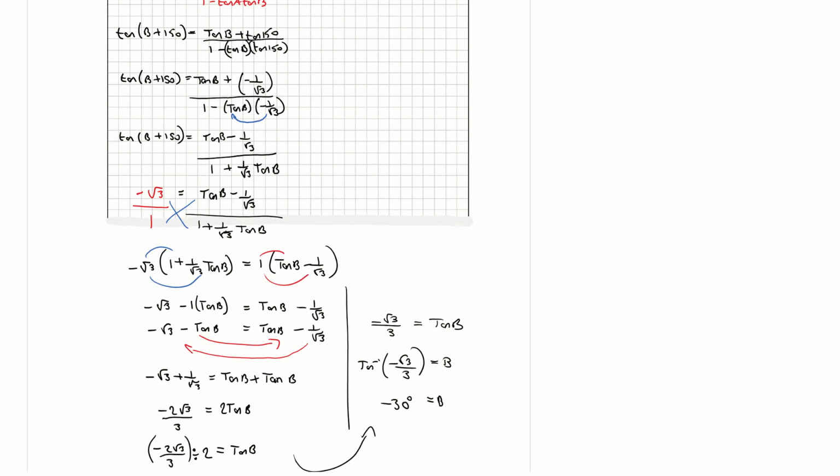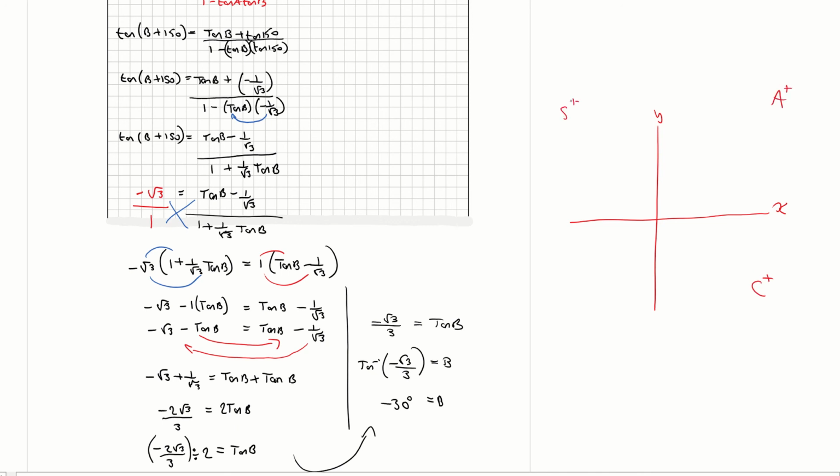If we were to use our knowledge of CAST here, so we're looking at our XY graph, and we have cos positive in quadrant 4, all positive in quadrant 1, sine positive in quadrant 2, and tan positive in quadrant 3. So minus 30 degrees is down around here. That's our negative 30 degrees. Now that means, don't forget, our solution here for tan is negative. So where are we looking for? We're basically looking for values where tan is negative. So tan is negative here in quadrant 4, and tan is negative in quadrant 2.